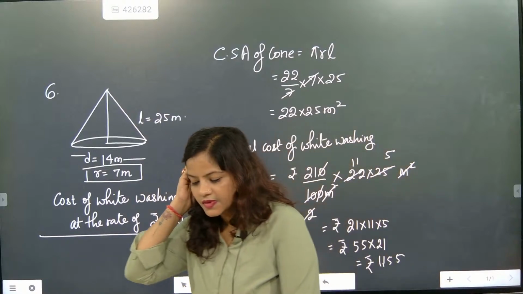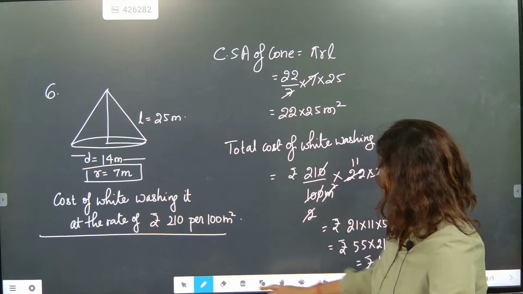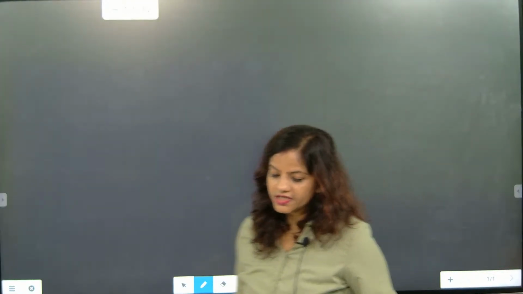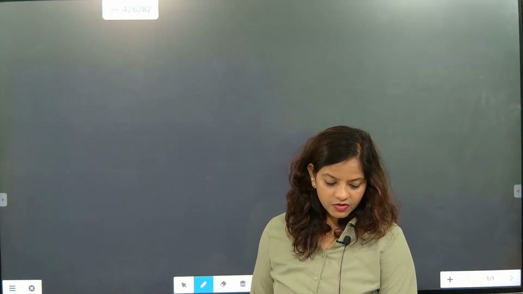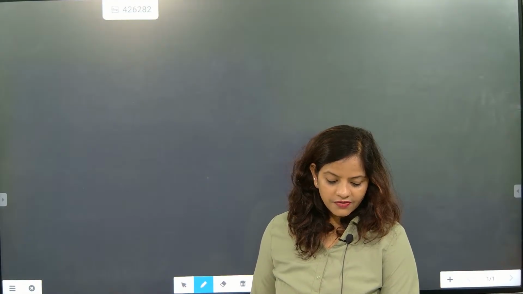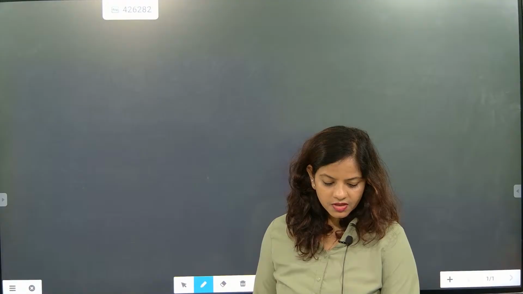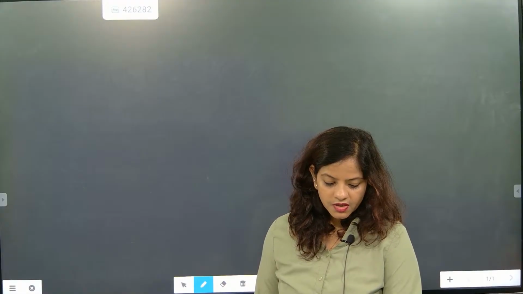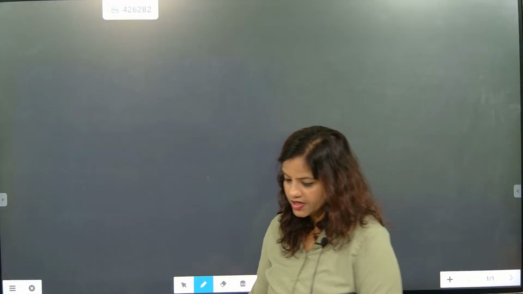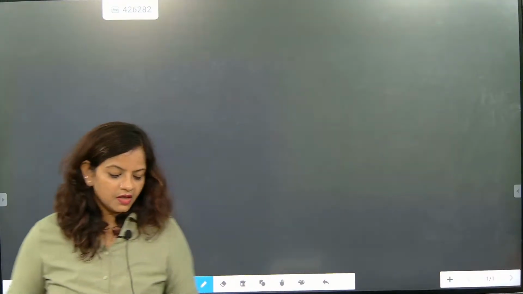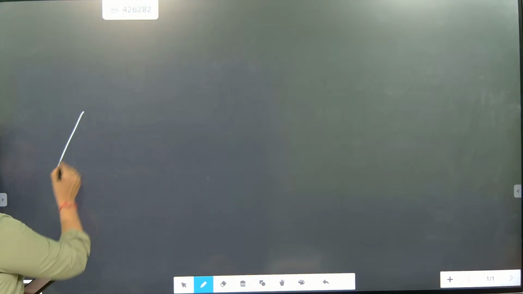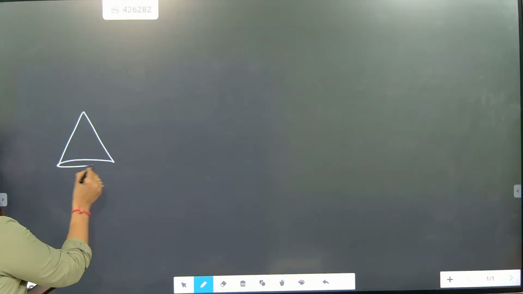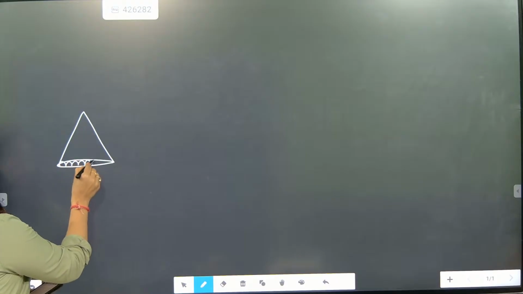Is it done, beta? Correct. Now we will go for the next NCERT question. I was waiting for your permission, madam, because after that only I will be going for the next question. Next question, NCERT question, beta. Now look here, the question is: a joker cap is in the form of a right circular cone. Okay, this is a joker cap. A little bit of design I will make.